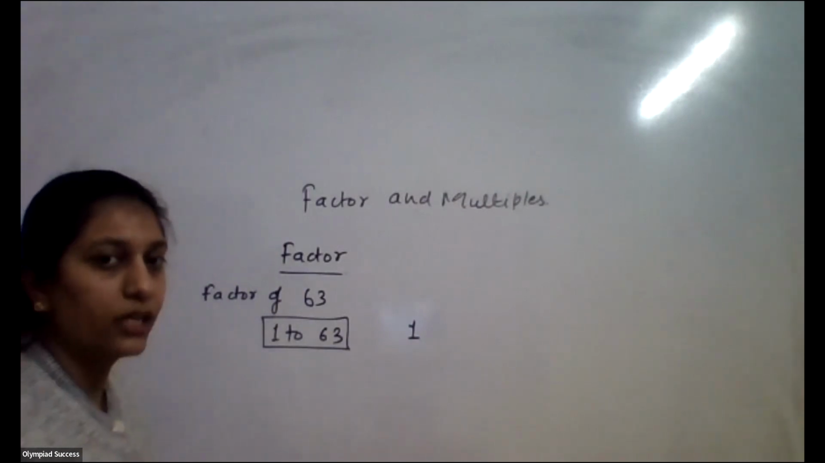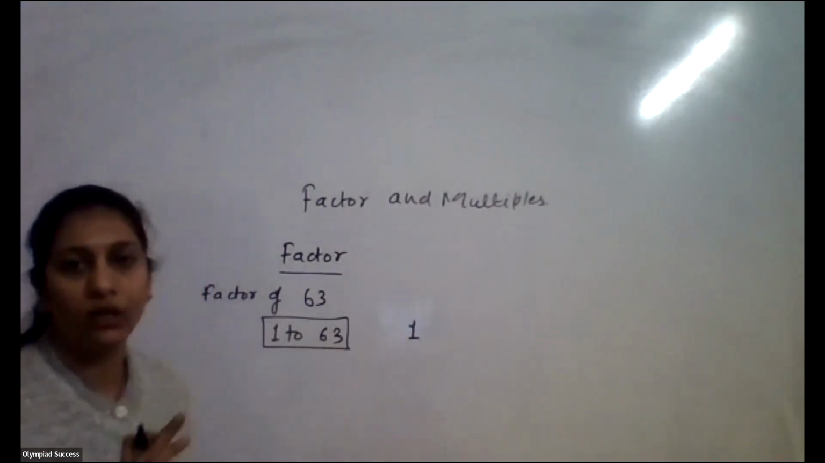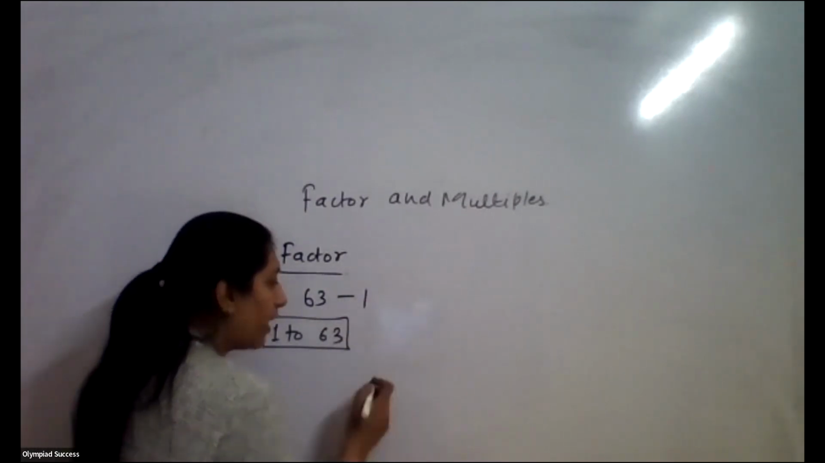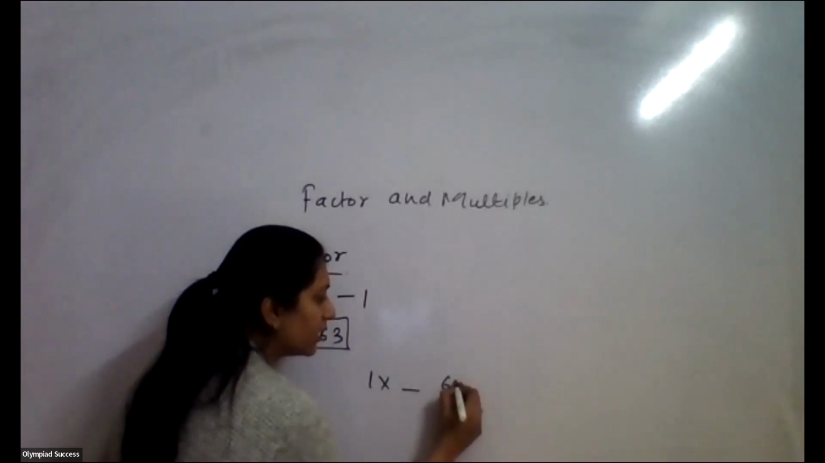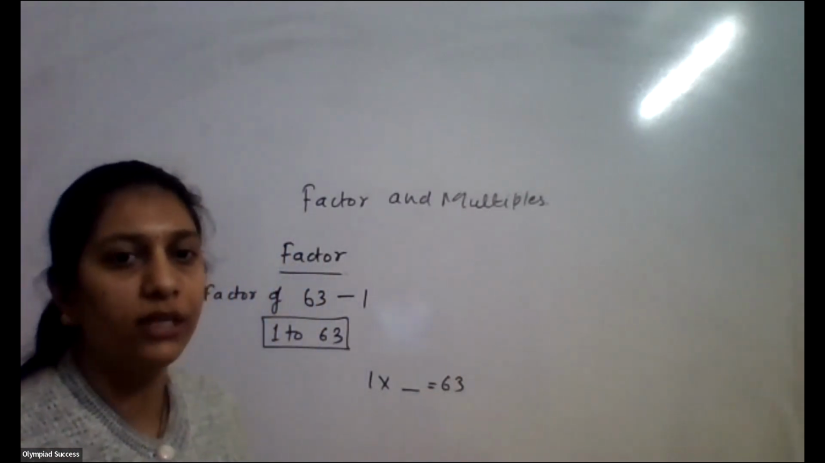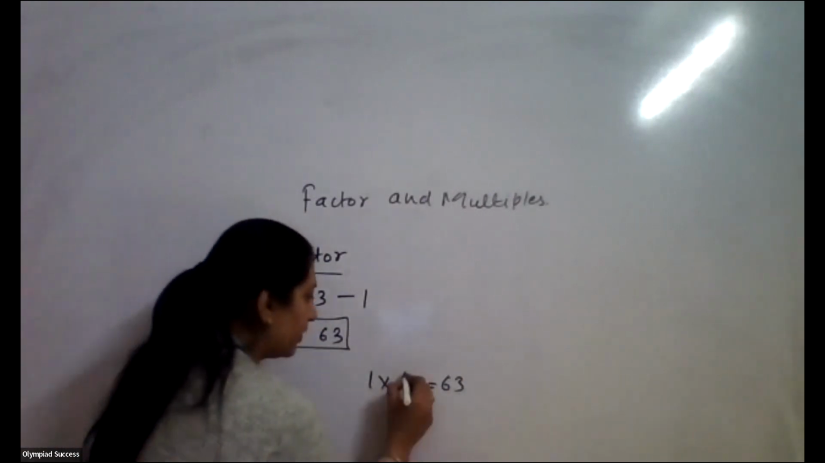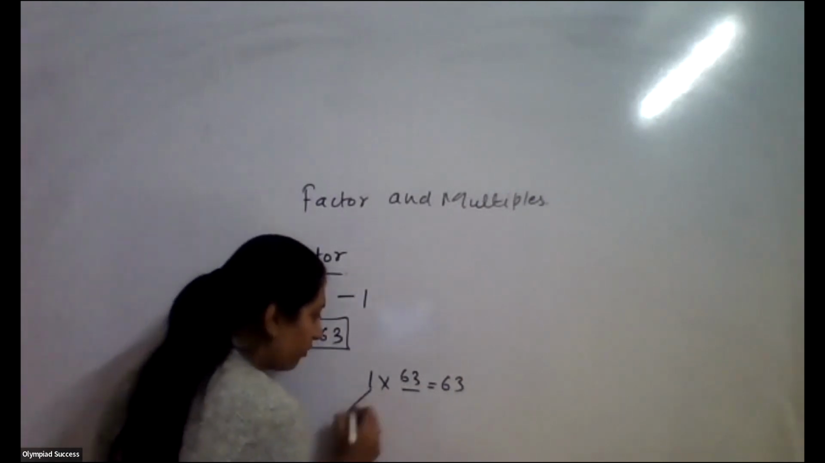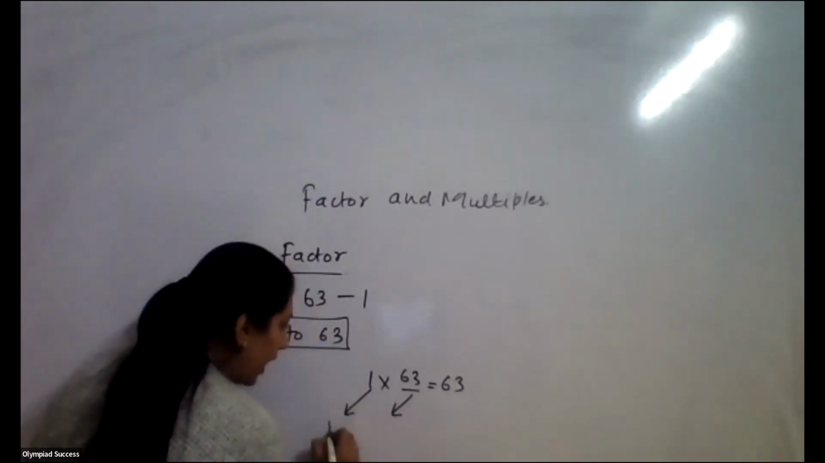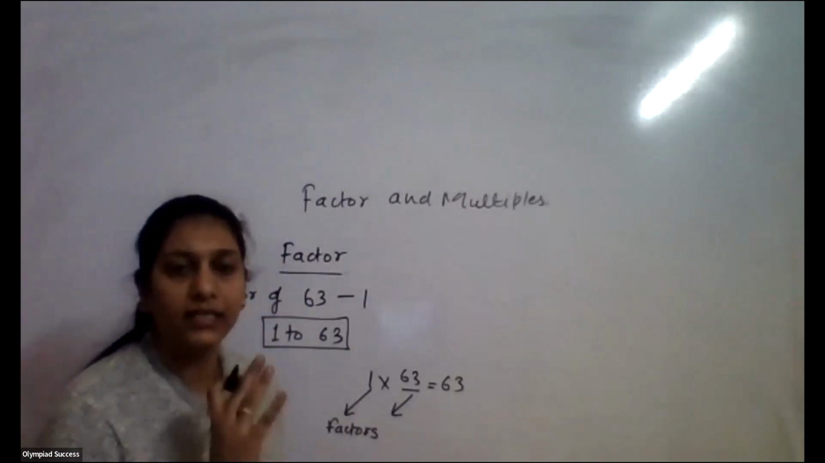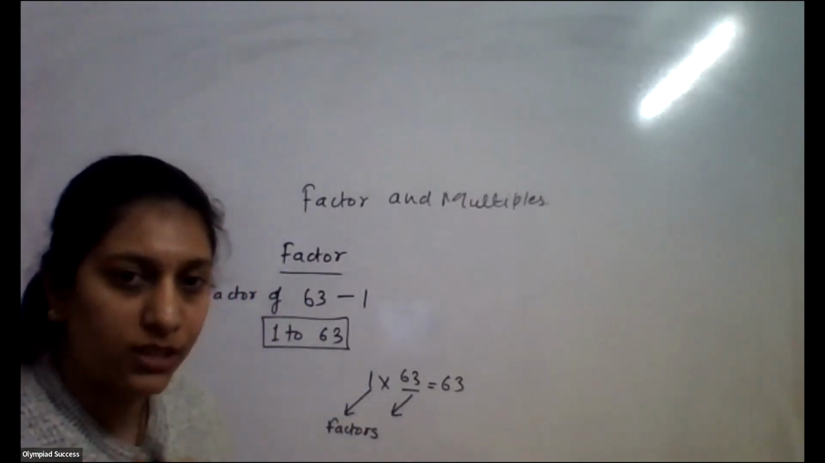Yes. So 1 will be a factor of every number, right? So one of the factors is 1. Now 1 into what will give you 63? Can you tell me? 1 into what will give you 63? Correct, 63. That means 1 into 63 will be 63. That means 1 and 63 both are the factors of 63.